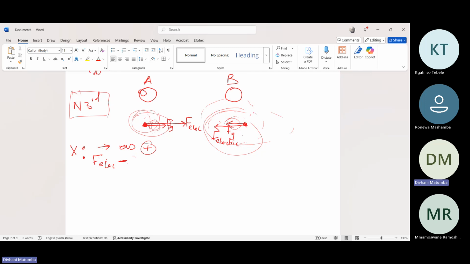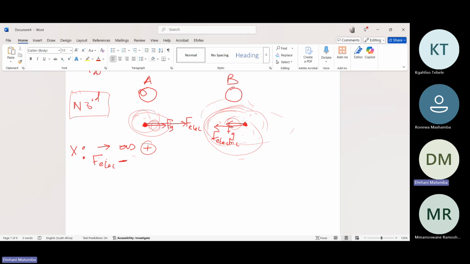So I gave you this question because I knew it was going to be tricky. I wanted you to understand Newton's third law in detail. So forget about B. Choose one. If you are using A, let's use A. If you are using B, let's use B, and it will give you the same answer.